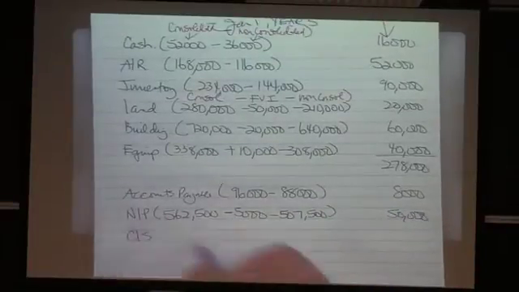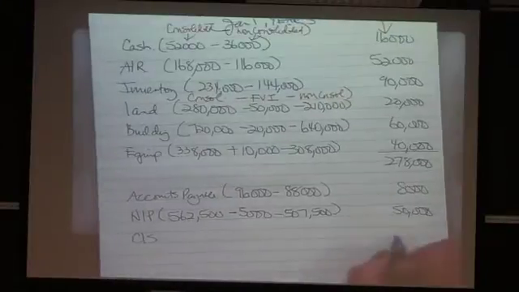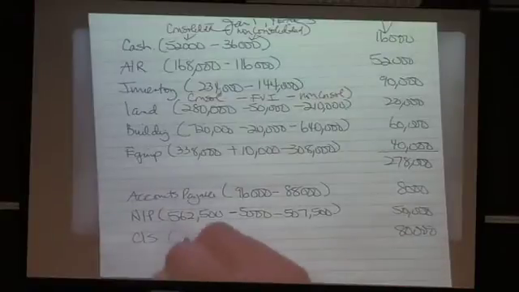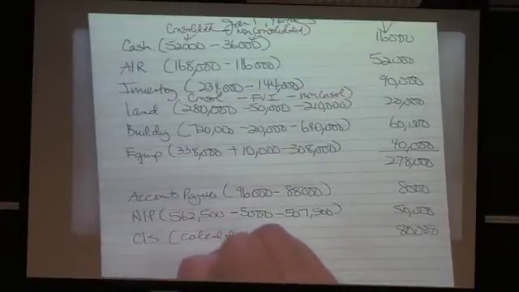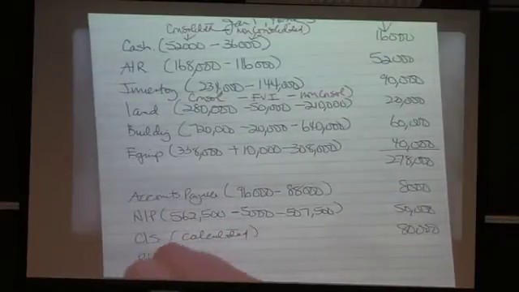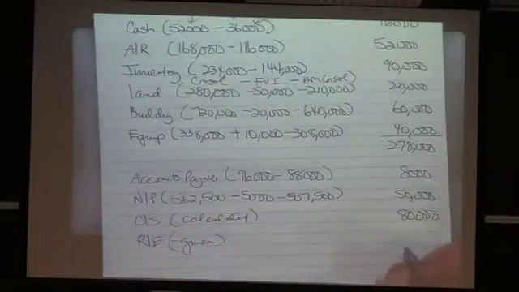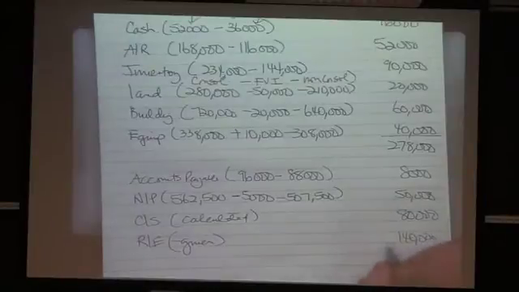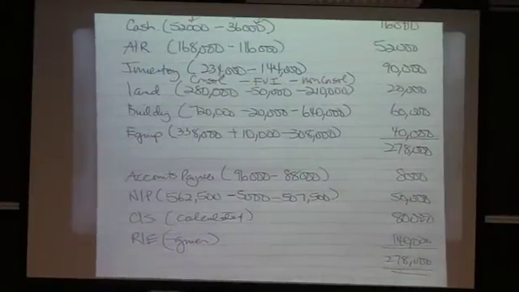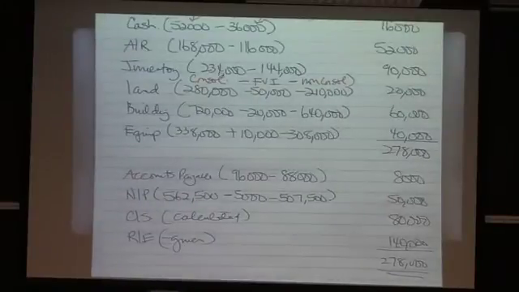Common shares, remember, was only 80,000. This is the amount that we just calculated. And the retained earnings was given. And that gives us White's balance sheet.